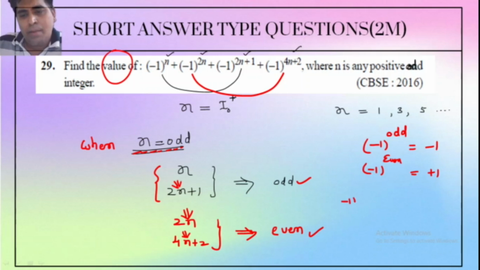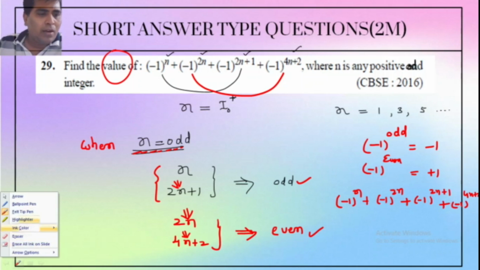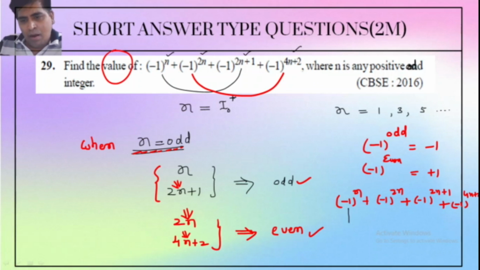So minus 1 power n plus minus 1 power 2n plus minus 1 power 2n plus 1 plus minus 1 power 4n plus 2. So what I got here, simply, this is odd, minus 1 power odd, this is even, this is again odd, and this is even, 4n plus 2. So this is again an even number.